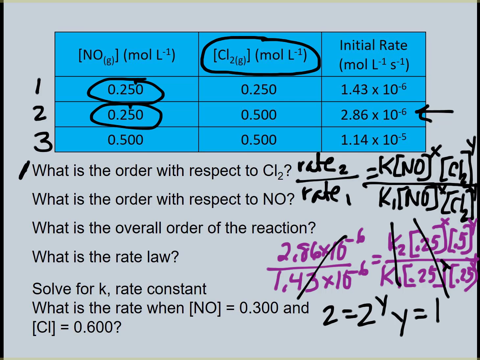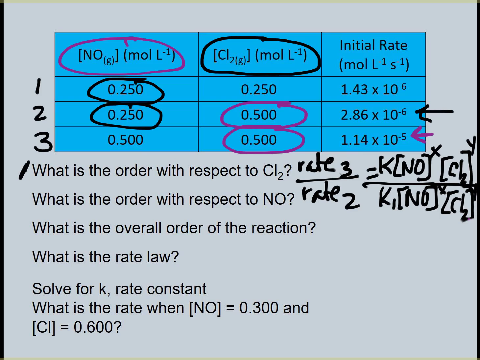Now I'm going to repeat everything for the NO. This time the experiments I'm going to pick for the NO, the ones that stay the same, are experiment 2 and experiment 3. And it does look like experiment 3 is bigger than experiment 2. So if the exponent is smaller, it's a -5, that actually means it's a bigger number. So I'm going to use those 2 rates. And so let me just clear things up.